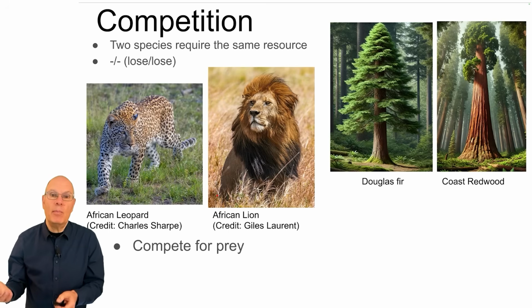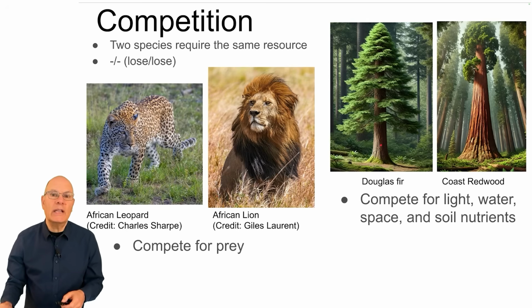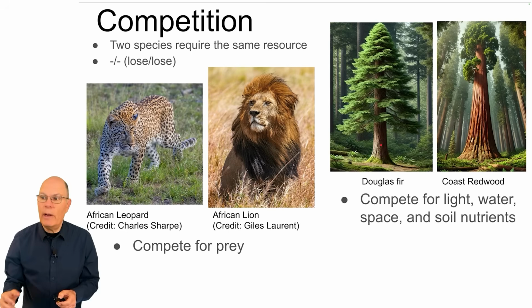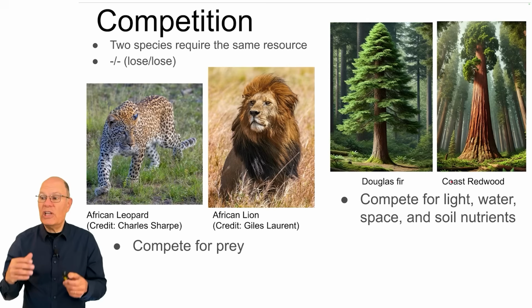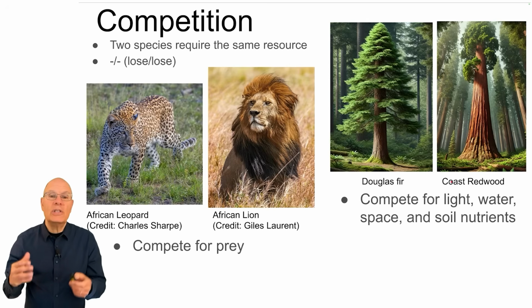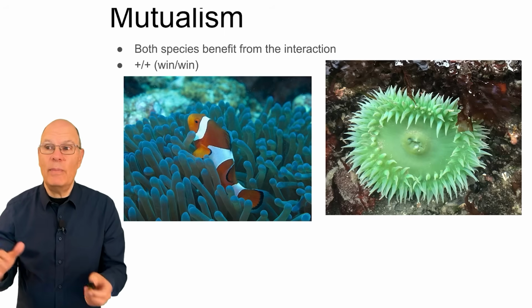Here we have the example of two predators, a leopard and a lion, and they're competing for the same prey. Here we have the interaction between two trees that live in the forests of the North American Northwest, and the Douglas fir tree and the coast redwood compete for resources such as light, water, space, and soil nutrients.